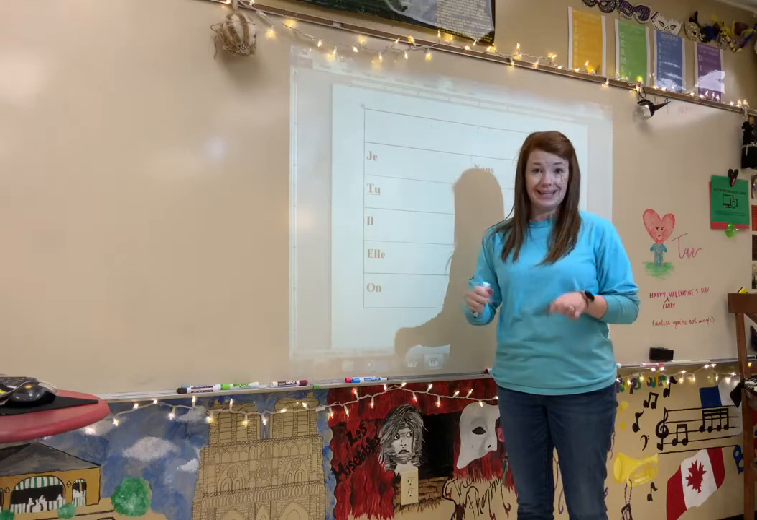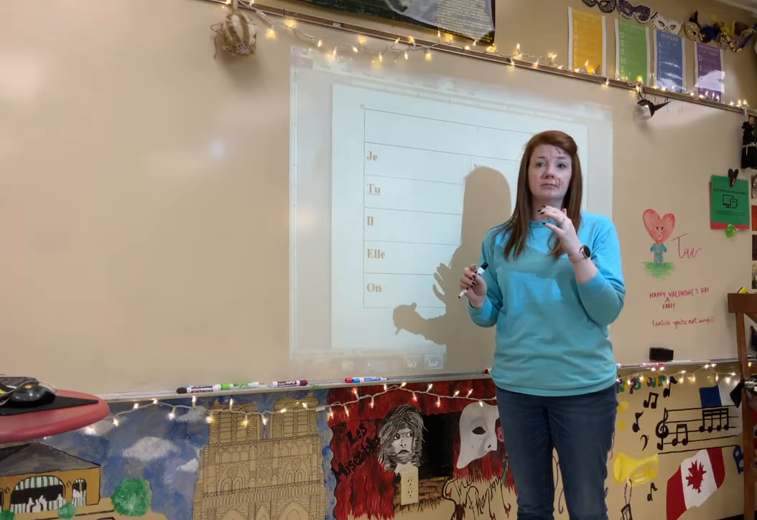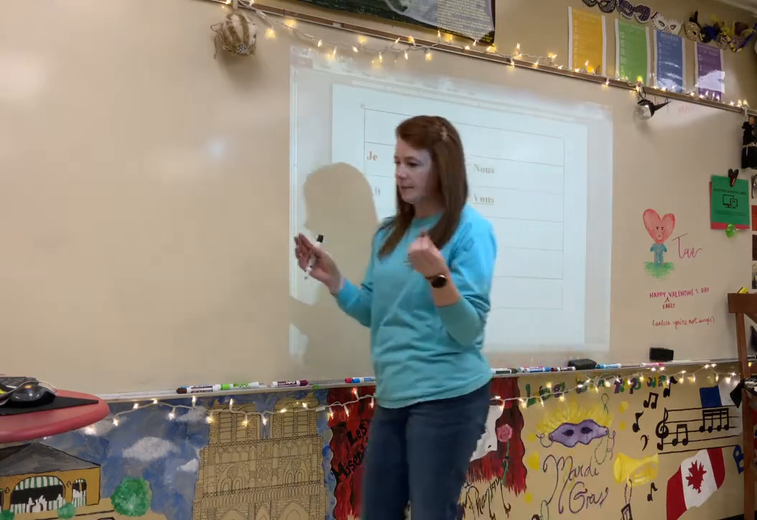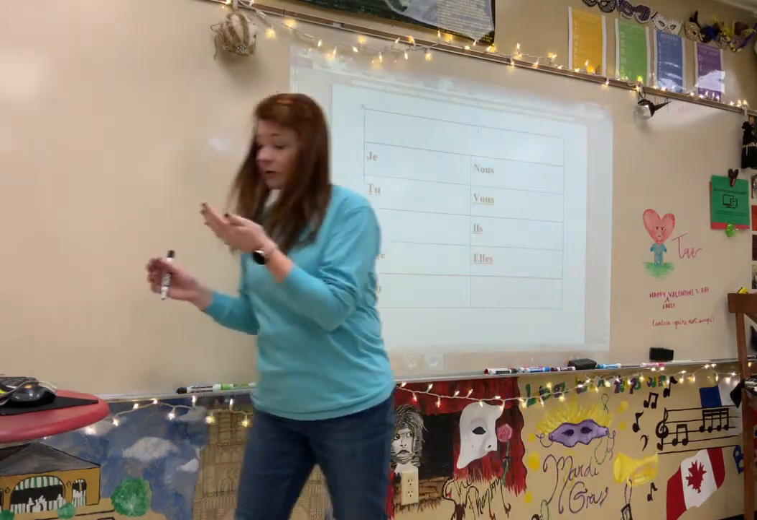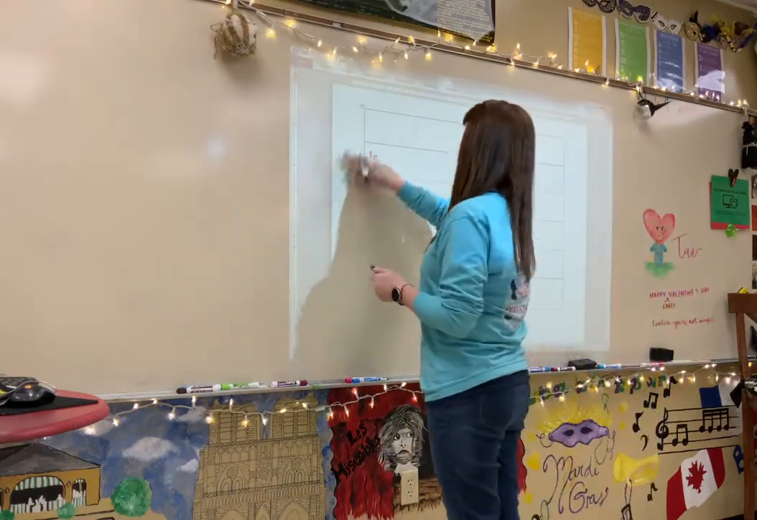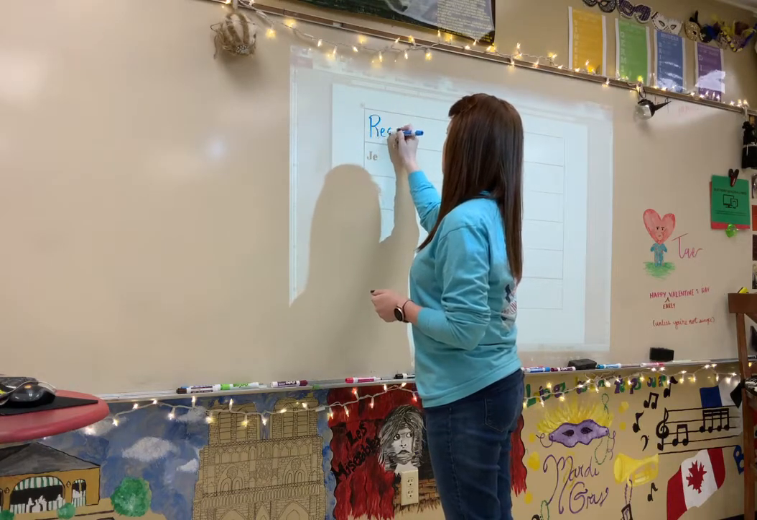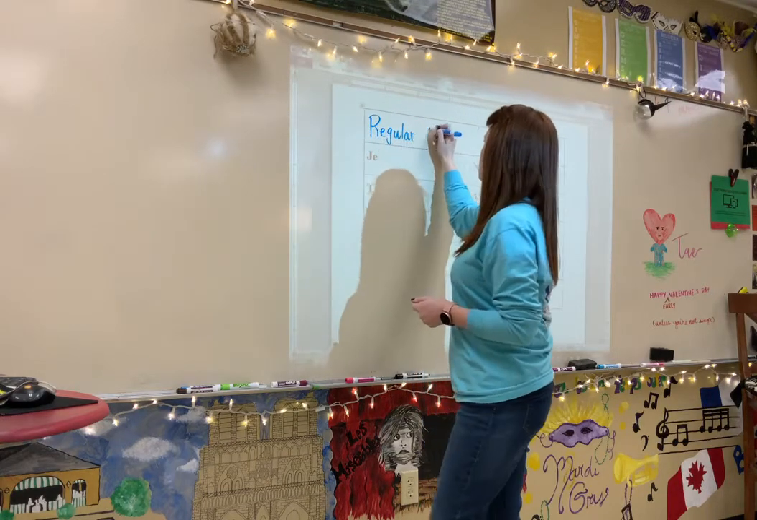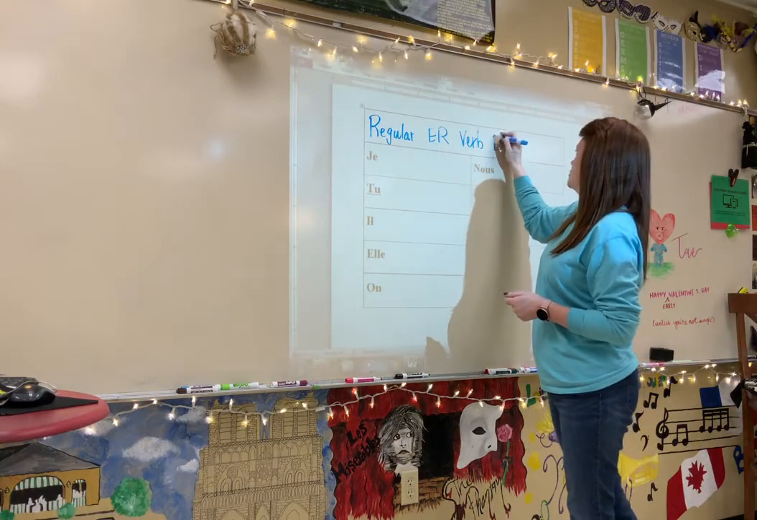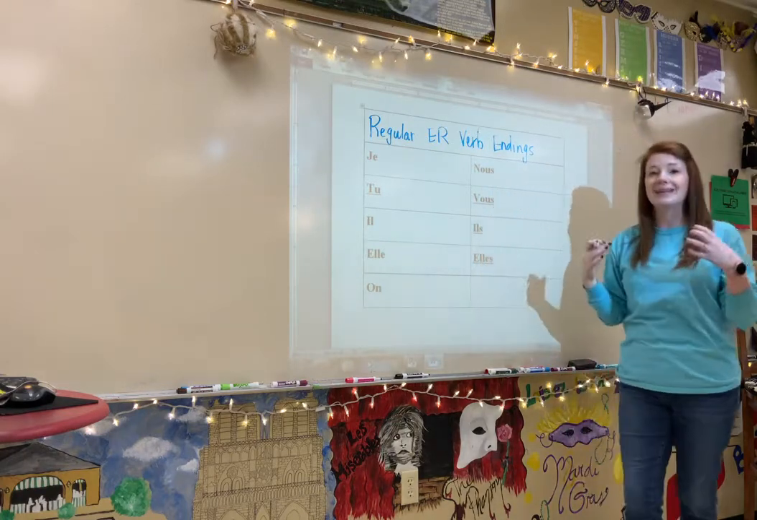ER verb endings and an example for conjugating. I think you've got 23 vocab words, 1 through 23 on your vocab list. They're regular ER verbs, so that's what we're starting with. So you've got 2 charts that we did in class today. And the first one is regular ER verb endings.